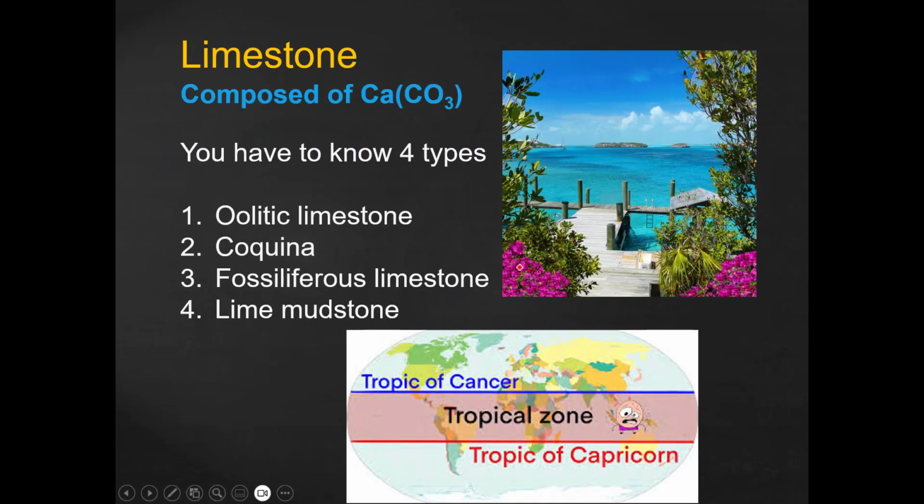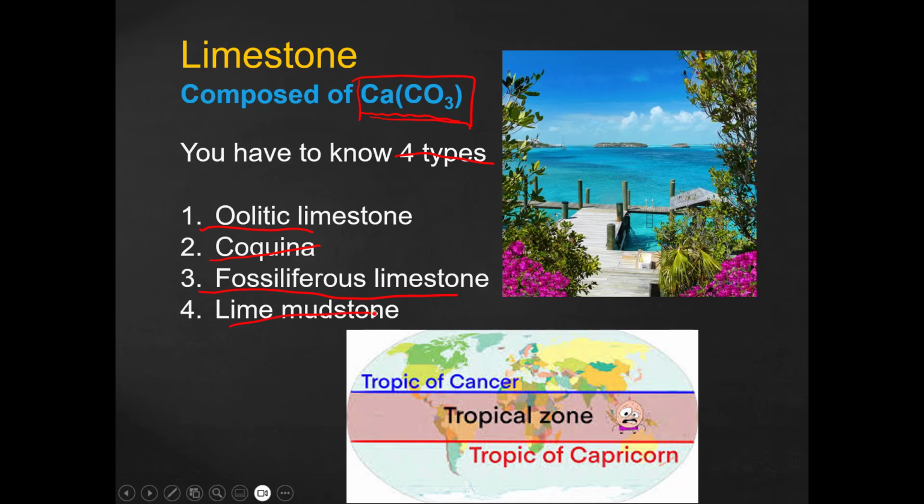So we're going to start with the limestones. Limestone is a so-called monomineralic rock, which means it contains only one mineral, almost 100%, and that is calcium carbonate. We will have to know 4 types of limestones. The first one is the oolitic limestone, then the coquina, fossiliferous limestone, and the lime mudstone.